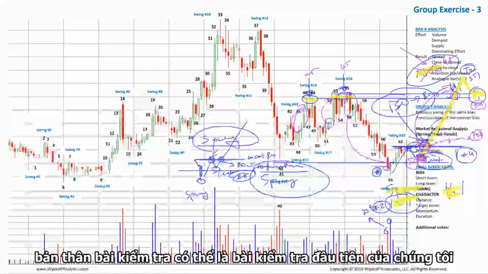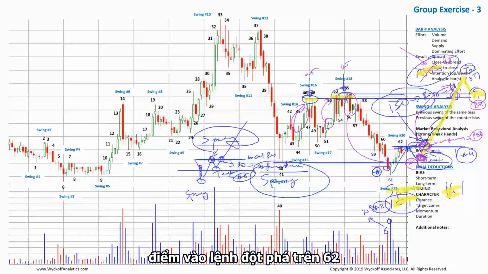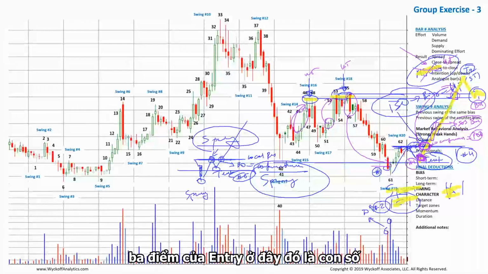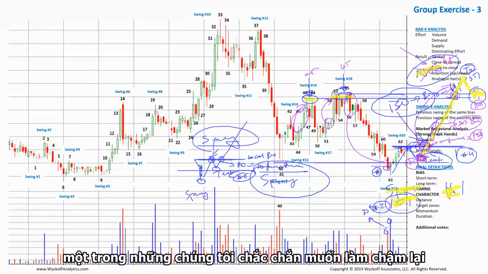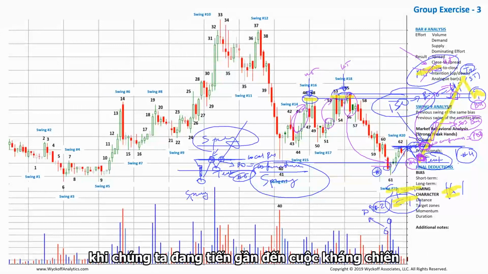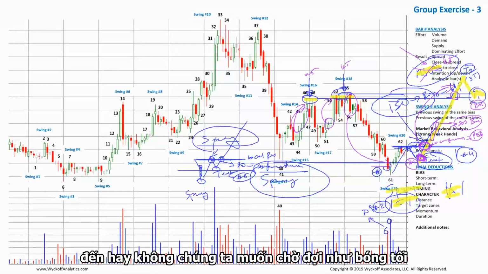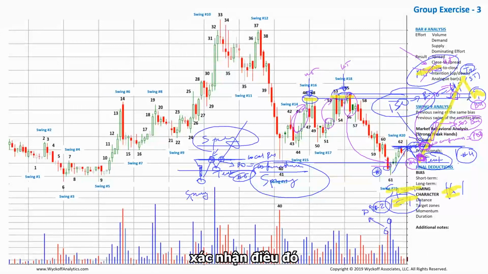The test itself could be our first point of entry. The breakout above 62 could be a second point of entry. Any significant bars to the upside as a sign of strength bar could be another point of entry. So we could potentially have maybe 2-3 points of entry here. That's number one. We definitely want to slow down as we're approaching the resistance because we don't know if supply is going to come or not. We'd rather wait, as Doug has said, for the backing up action or a confirmation of that. So that's going to be our strategy.